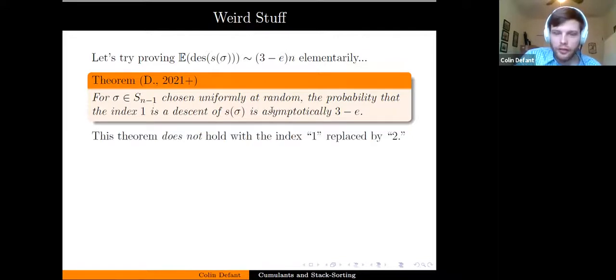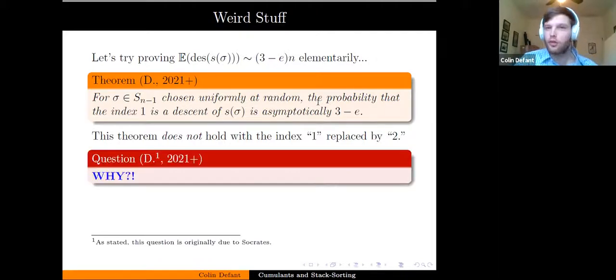But what's weird is that this doesn't work when 1 is replaced by 2. It appears that the probability that 2 is a descent of S of sigma is not asymptotically 3 minus e. It's some other thing. So I'm getting 3 minus e in 2 different situations, and my question is, why is this happening? So this is sort of my open question here. Why am I getting the same number in both of these cases?